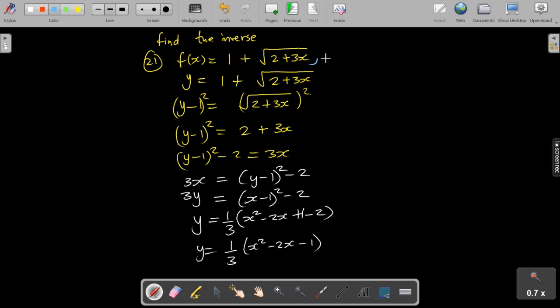So the range of the original function is y greater or equal to 1. And that will now become the range of this inverse function which we just found. So you can write that, just say x greater or equal to 1. So that represents the domain.